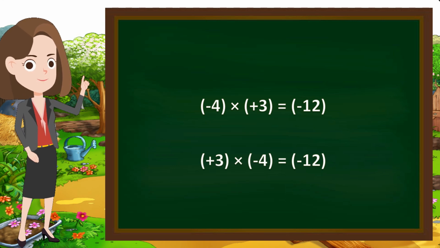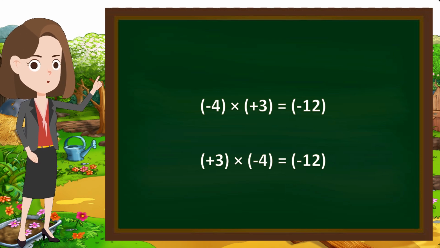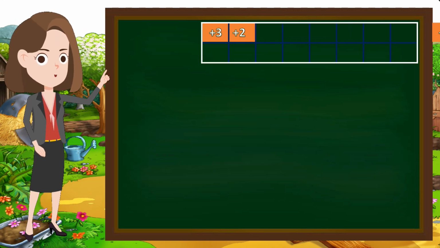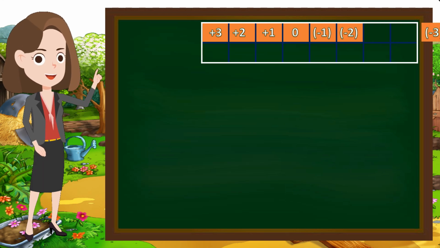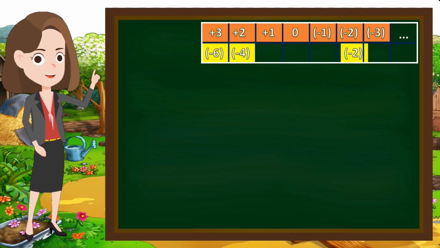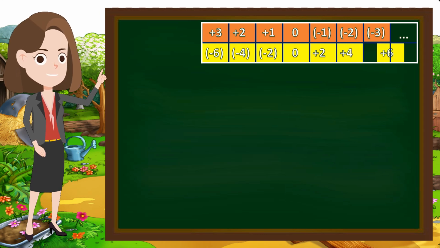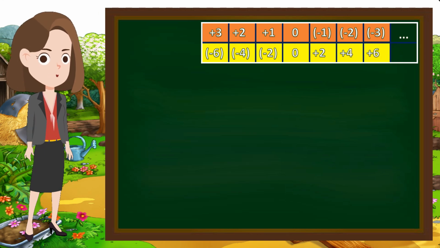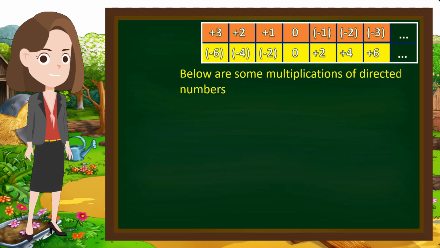Accordingly, my dear children, now it is clear that multiplying a positive number and a negative number also gives us a negative number. Okay, good, my children. Let us now turn our attention to these number patterns. Let's now write some products of the directed numbers in this way.